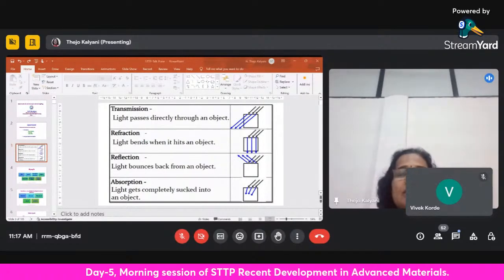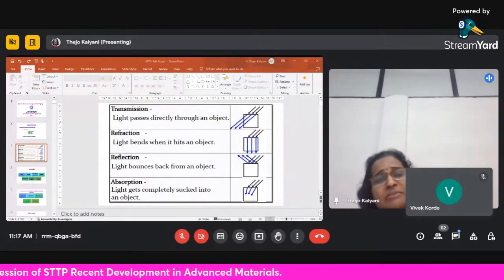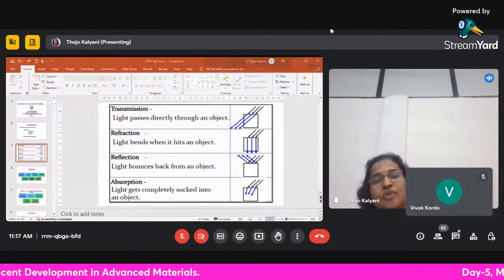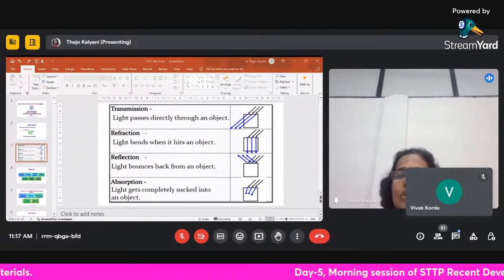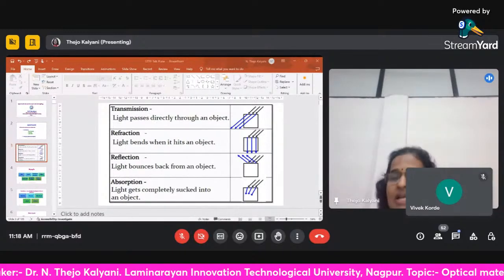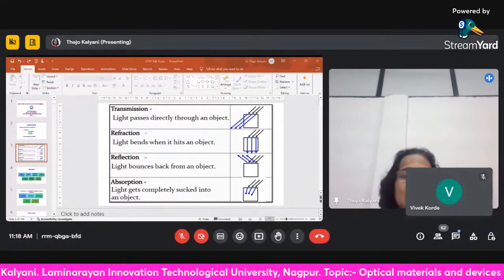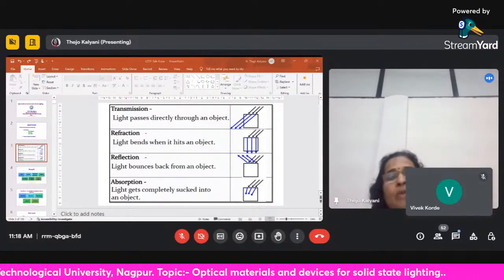Now, if you consider examples, as I said, glass is an example of an optical material. Similarly, crystals are also examples of optical materials. In my presentation, I'll be focusing much on these phosphors, which are based on semiconductors. Even polymers are optical materials. The liquid crystals, which we generally use for liquid crystal displays, are also optical materials.